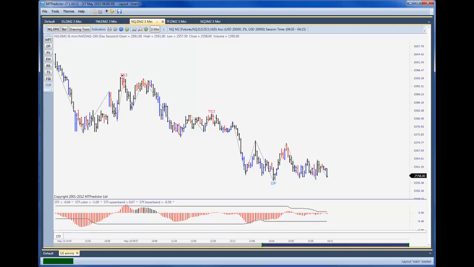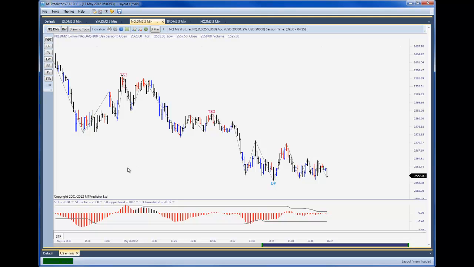In this video I'd like to take a quick look at the automatic setups and the guidelines we use for trading the automatic setups in MTPredictor. This is the new beta version of MTPredictor 7 and I'll be looking at the NQ on 3-minute charts for yesterday, which was May the 16th.